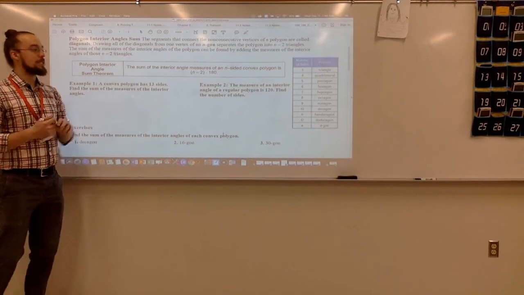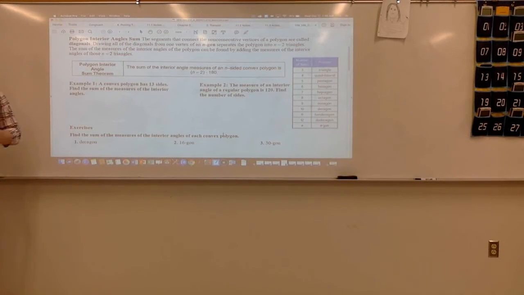So what this paragraph that Marissa read to us is saying is, if I have a triangle, I know that the sum of those 3 angles is 180. If I have a 4-sided shape, I can connect vertices to create 2 triangles in it. To get the sum of all of the angles inside, I would just add up 180 plus 180. So a 4-sided shape has 2 triangles.